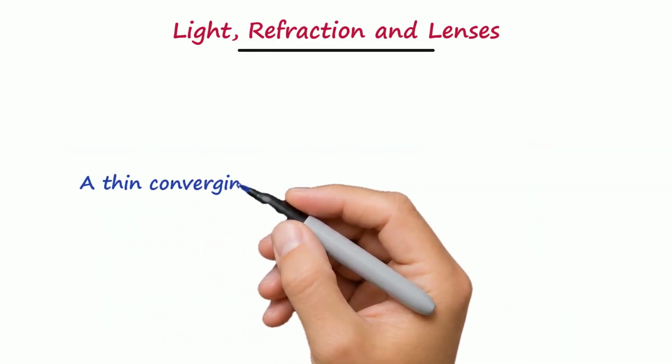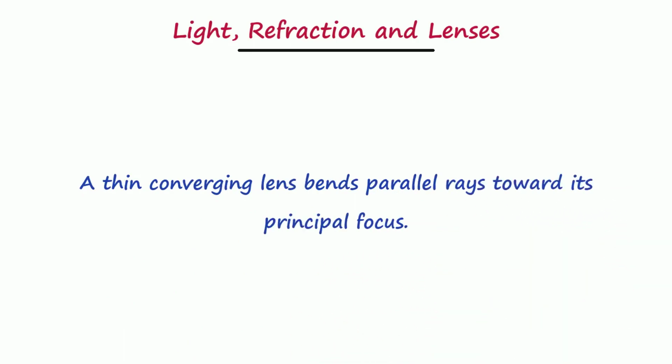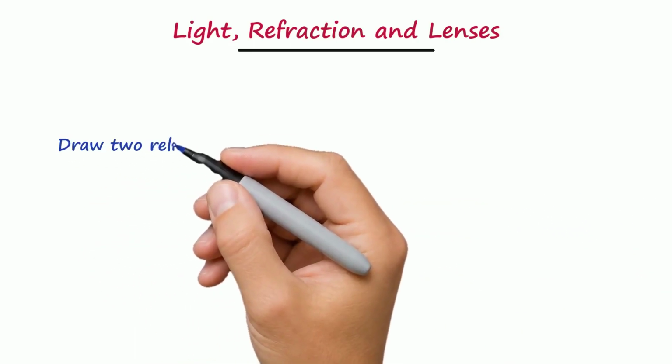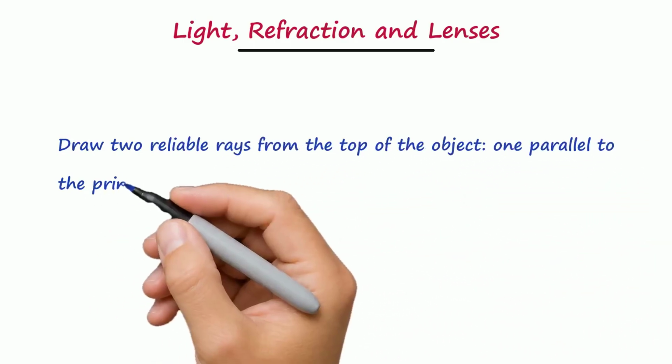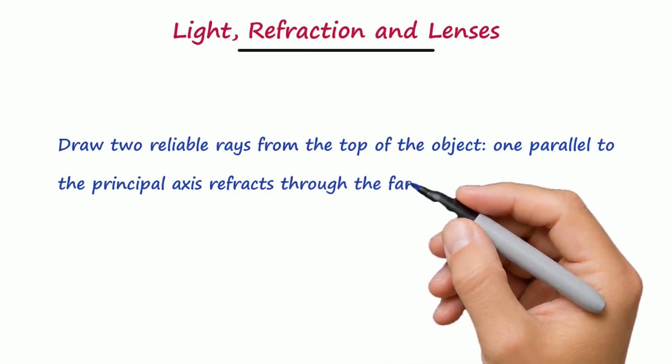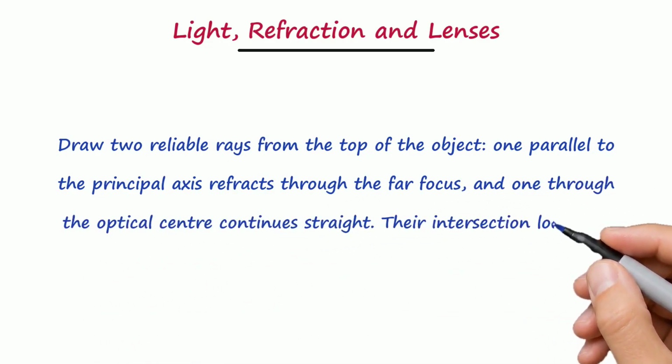A thin converging lens bends parallel rays toward its principal focus. Draw two reliable rays from the top of the object: one parallel to the principal axis refracts through the far focus, and one through the optical center continues straight. Their intersection locates a real image.